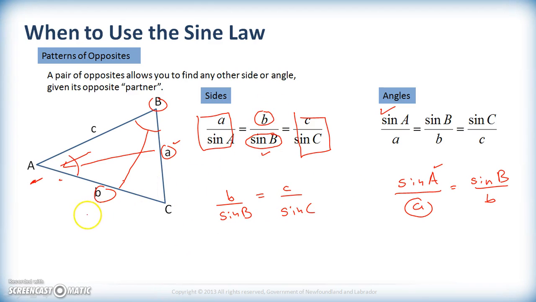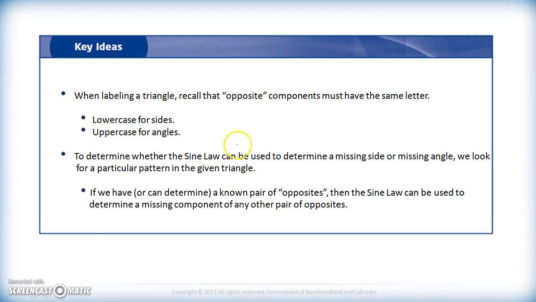Alrighty, the last thing we want to look at here is a quick summary of all that stuff that we talked about. When we label a triangle, we recall that the opposite components must have the same letter: lowercase letters for sides, uppercase letters for angles. And if we're going to determine whether the sine law can be used, we have to look for the particular pattern in the given triangle, which is that crisscross pattern across our triangle, okay? So I have to have a known pair and then one thing out of the other group, and I can find the other, all right? So if we have a known pair of opposites, the sine law can be used to determine a missing component of any other pair of opposites.